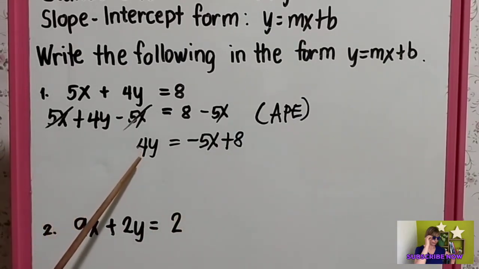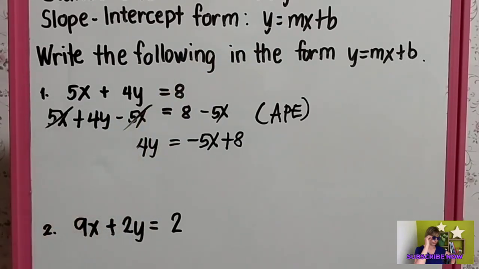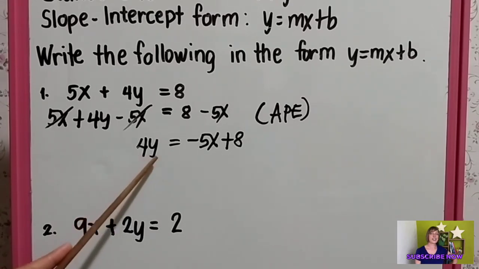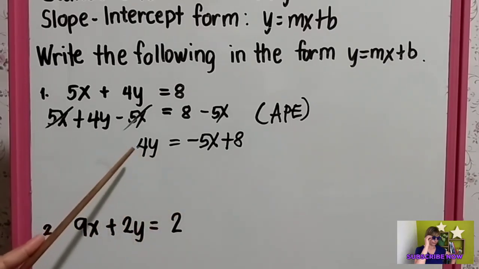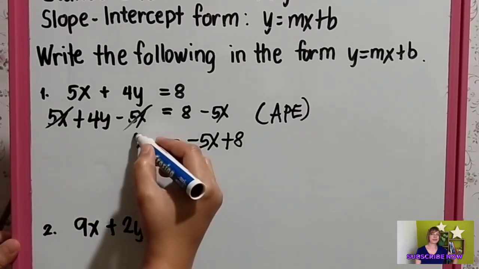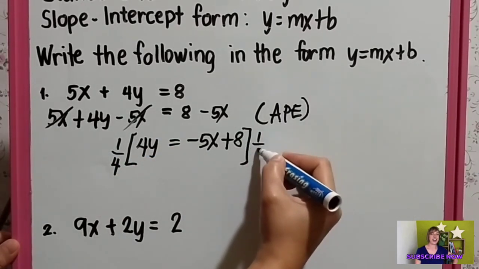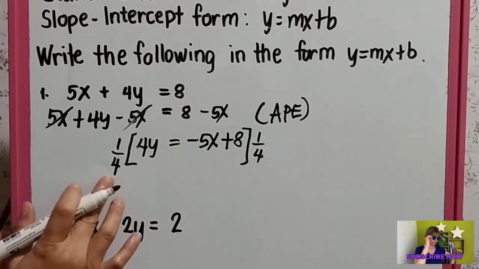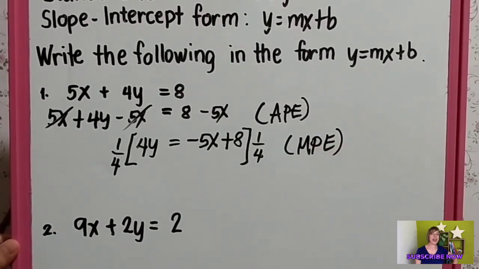Okay. So, on the left side, meron tayong 4y, but we only need y or 1y. Anong gagawin natin para mawala yung 4 at maging 1? Whatever the numerical coefficient of y, get the reciprocal of that, and multiply the whole equation by the reciprocal of the numerical coefficient of y. So, the numerical coefficient of y is 4. The reciprocal of that is 1/4. We will multiply both sides of the equation by 1/4, and that is MPE, multiplication property of equality. Yun yung tamang tawag sa ginawa natin.